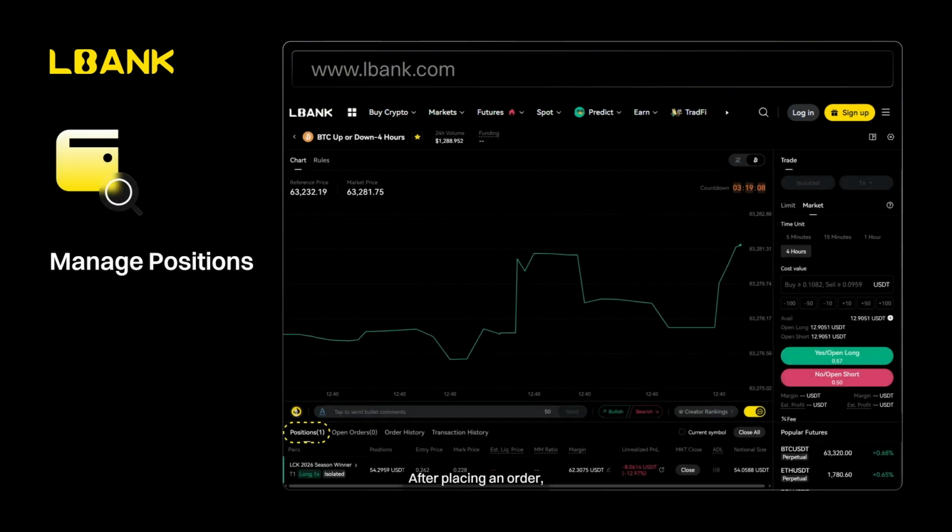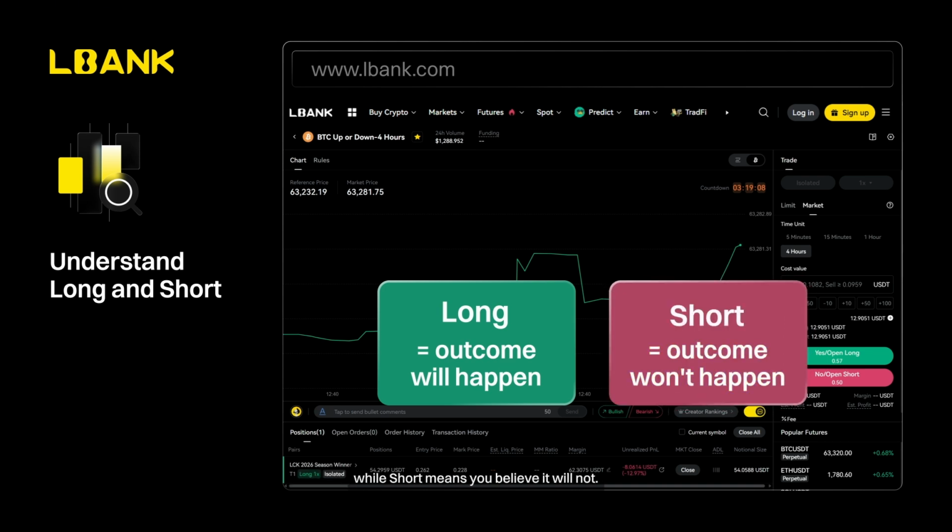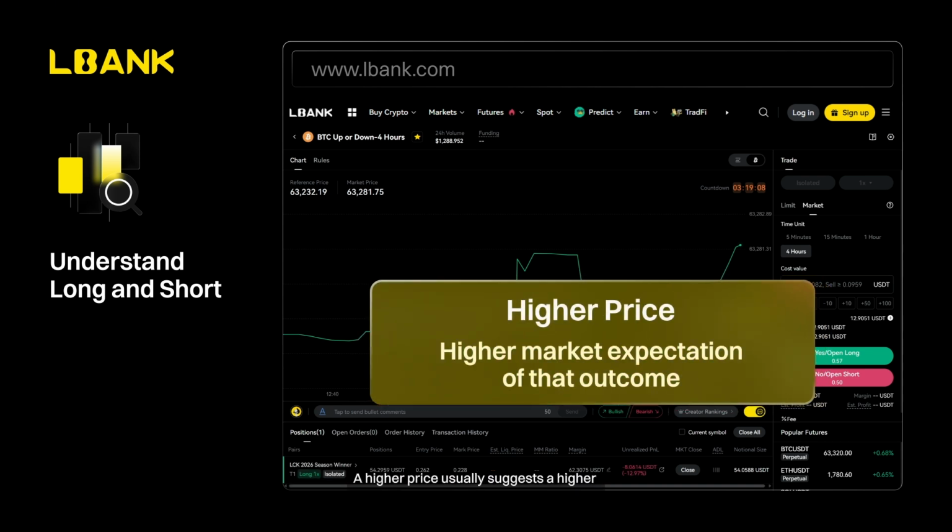After placing an order, you can review current positions, open orders, order history, and trade records directly on the page. In Prediction Market, long generally means you believe the outcome will happen, while short means you believe it will not. A higher price usually suggests a higher market expectation for that outcome.